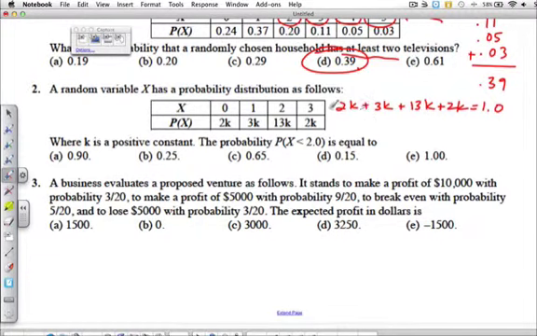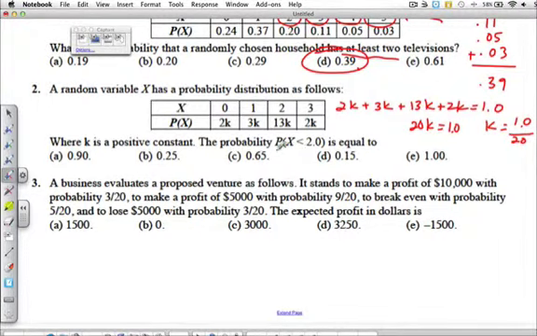So if we add up all those K's, that's 5 plus 13 is 18. Oh, that's 20K. That's equal to 1. That means 1K is equal to 1 divided by 20, which is 0.05.